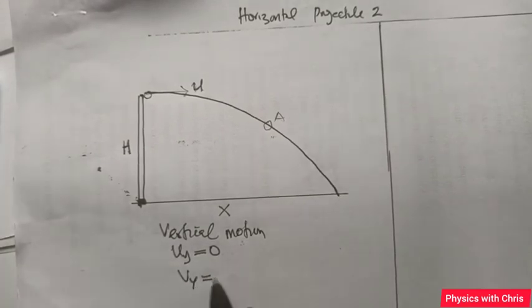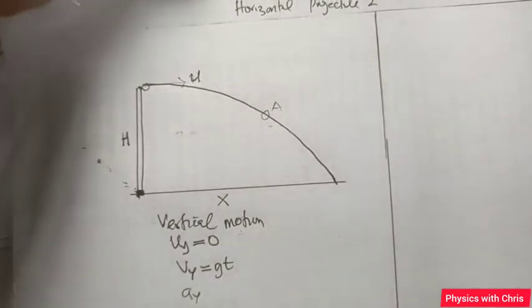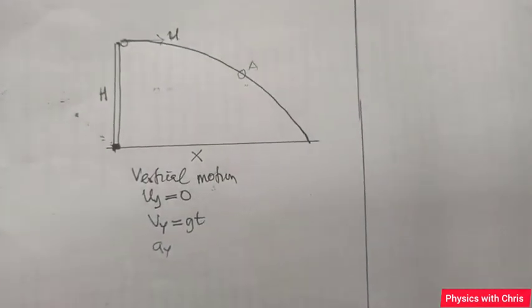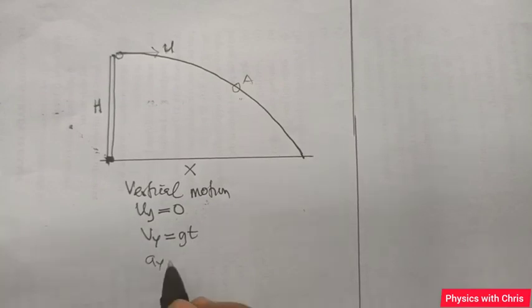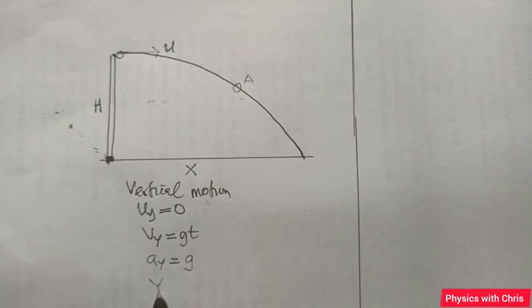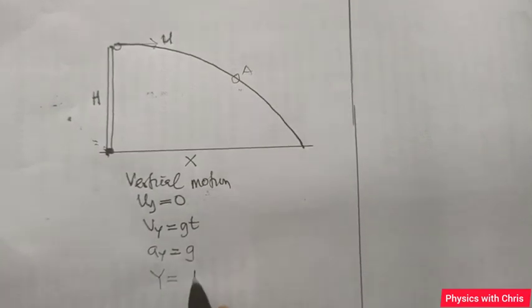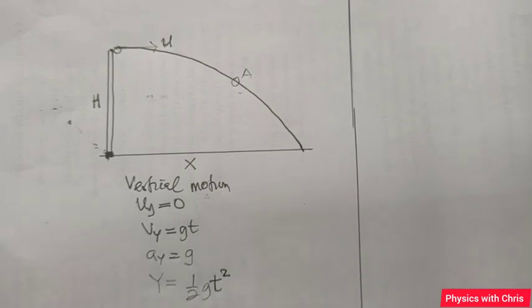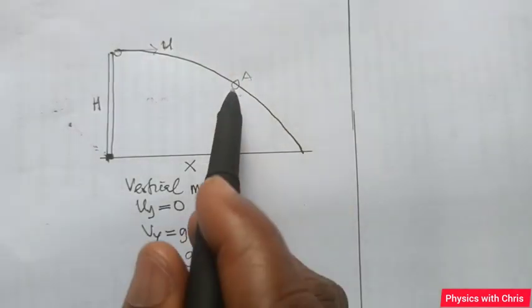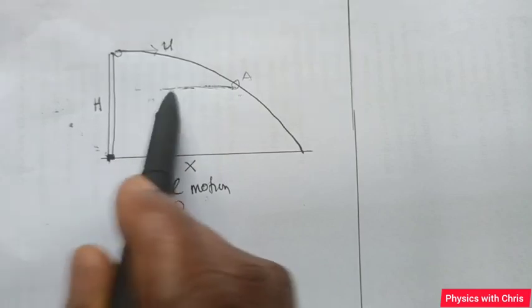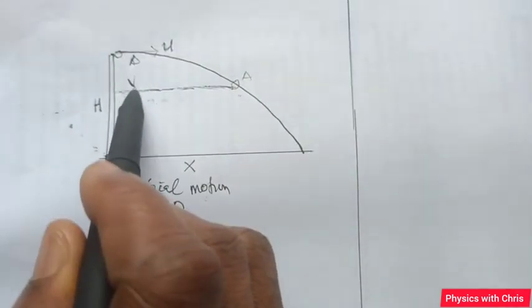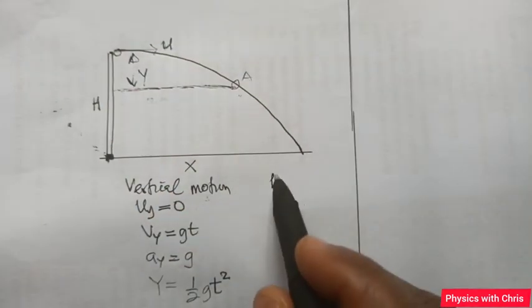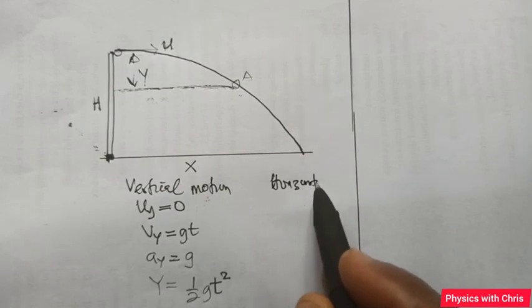My vy equals g times t, and the vertical acceleration, because this body is under gravity, it's also a type of motion under gravity. It is equal to g, that is acceleration due to gravity. And the vertical displacement covered by the body is half gt squared, okay? That is to say, at any point, for instance, point E, we can decide to find the vertical distance falling. Alright, so for the horizontal motion, I also derived the following equations.